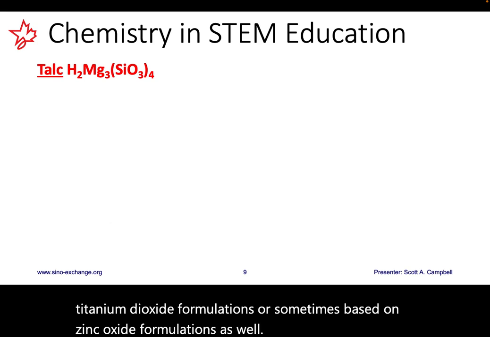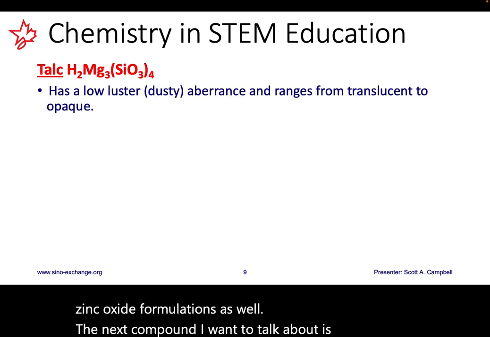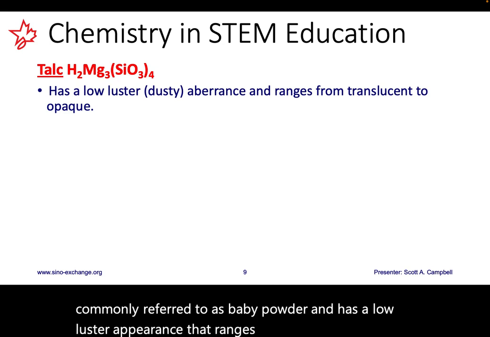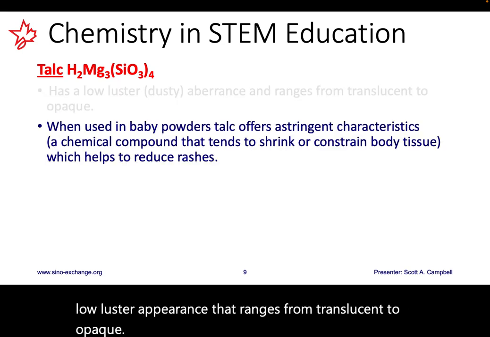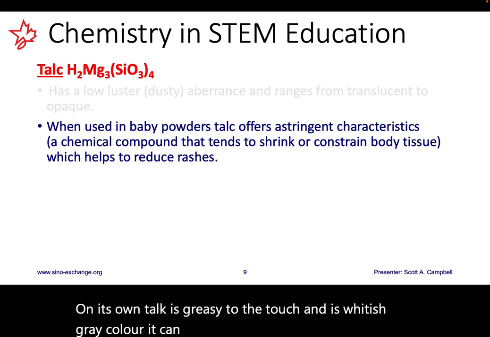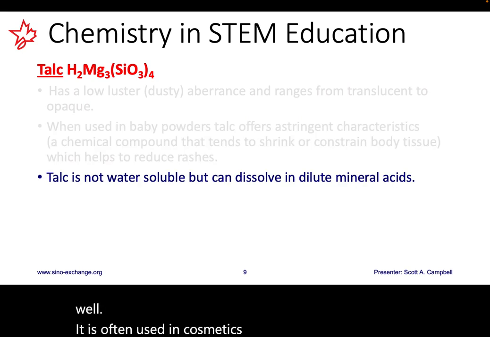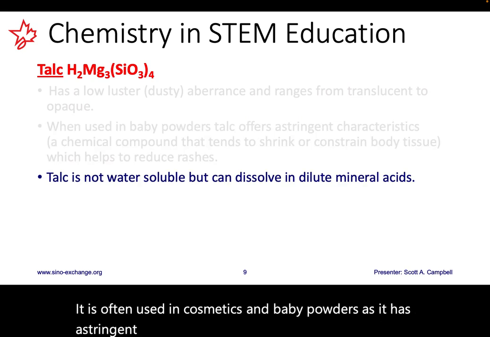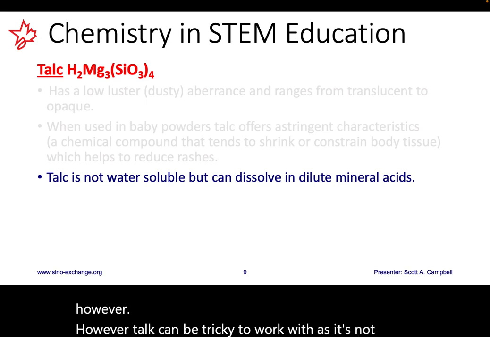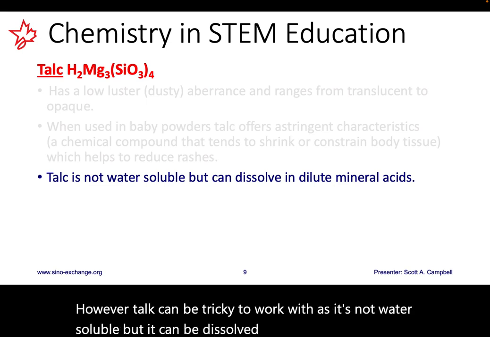The next compound I want to talk about is talc. Now, talc is more commonly referred to as baby powder and has a low luster appearance that ranges from translucent to opaque. On its own, talc is greasy to the touch and is a whitish gray color. It can even sometimes appear greenish as well. It is often used in cosmetics and baby powders as it has astringent characteristics which helps reduce rashes. However, talc can be tricky to work with as it's not water soluble, but it can be dissolved in dilute mineral acids.